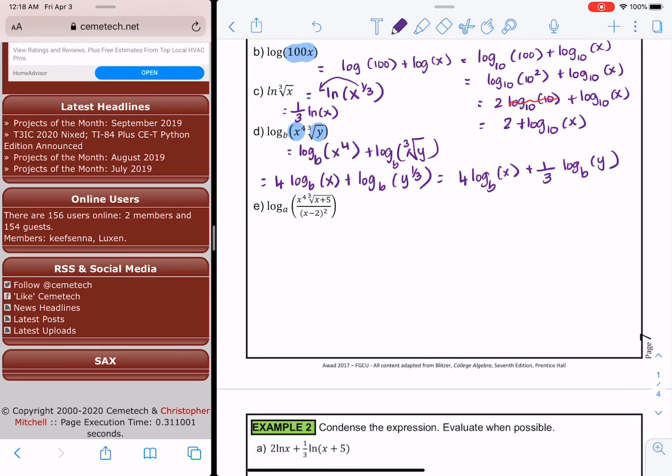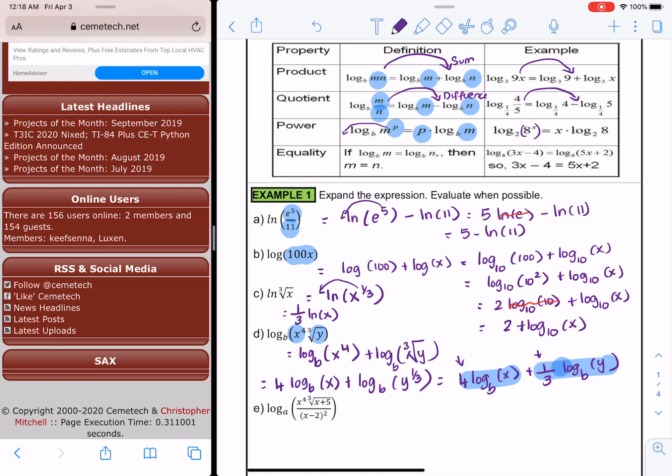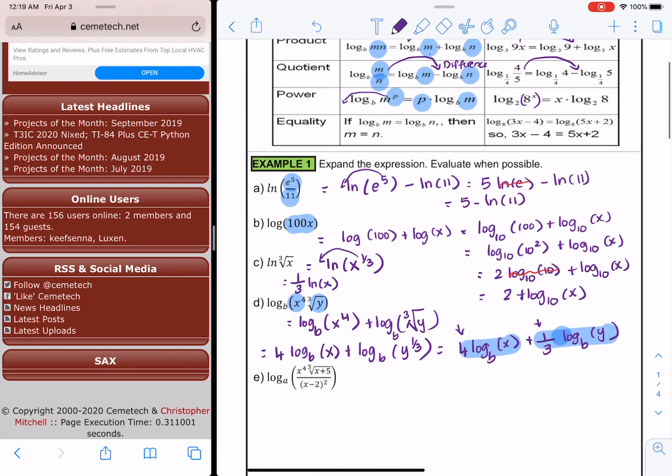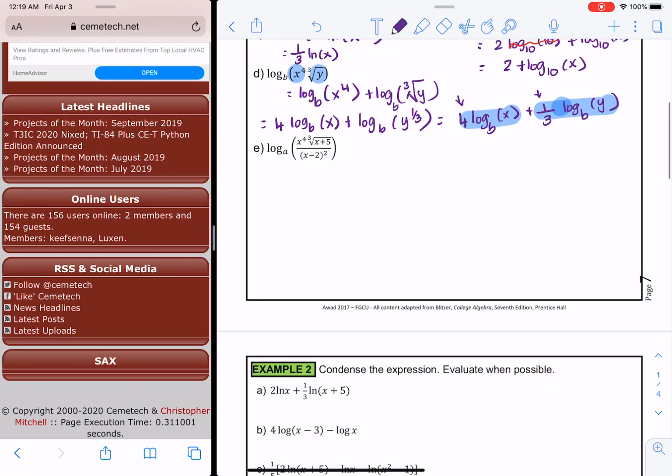Keep in mind, I cannot combine these two terms and write it as a product because of the 4 and 1 over 3. We could only write the sum as a product if it is simply log base b of m plus log base b of n. If there is any number in front of the logs, we can't do it, any number other than 1. So in this example, we have a whole bunch of things going on with log base a. So let us start with quotient rule.